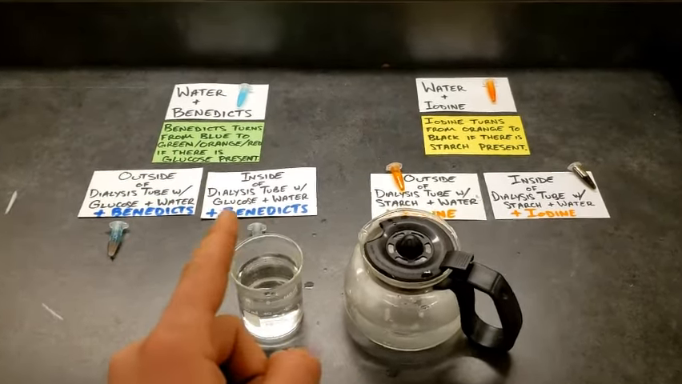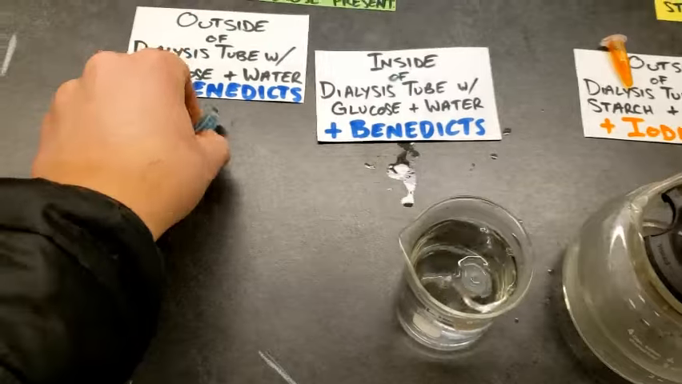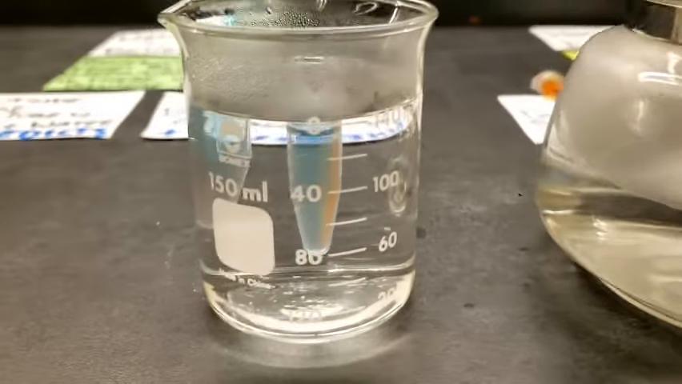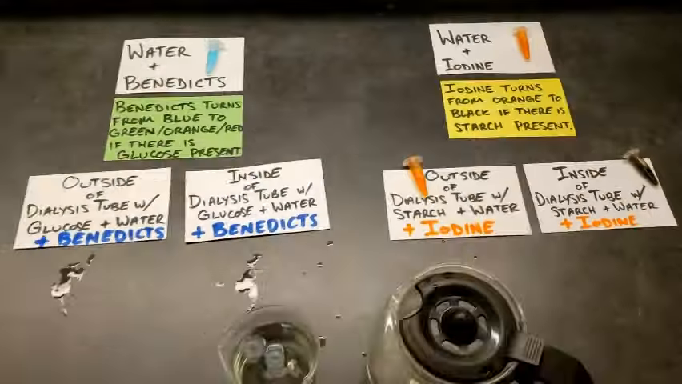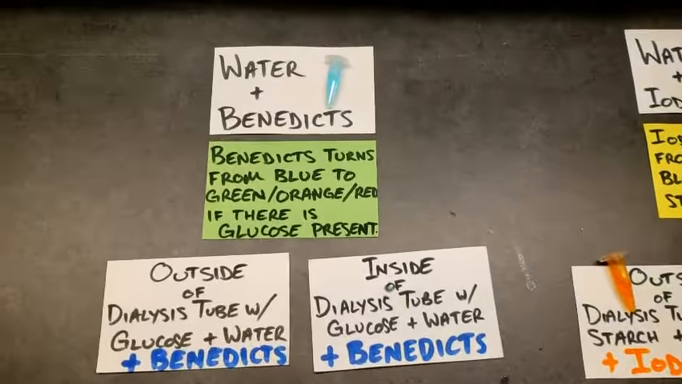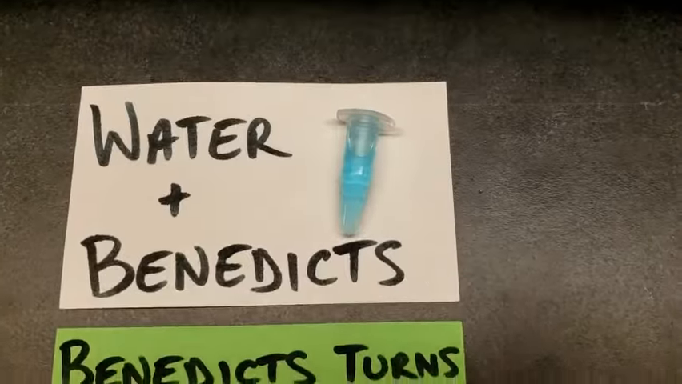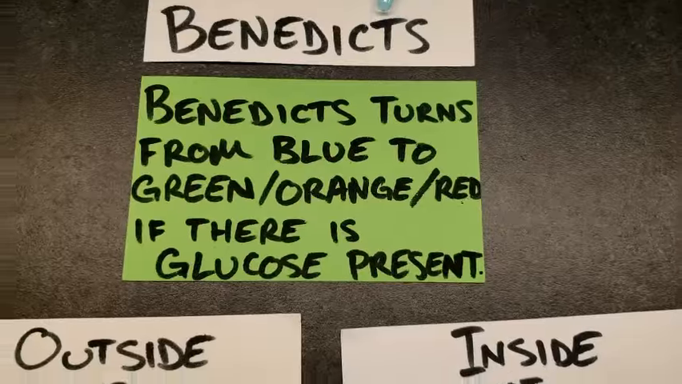I need to go ahead and set these two microcentrifuge tubes into this beaker of water. What I'm going to do is let these sit for about 5 minutes. Ooh, nice. We can already see something happening. Again, let me go up and over here. Remember that Benedict's solution will turn from this nice bluish color to a green or an orange or a red if there is glucose present.